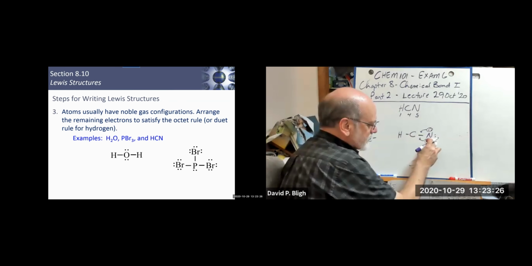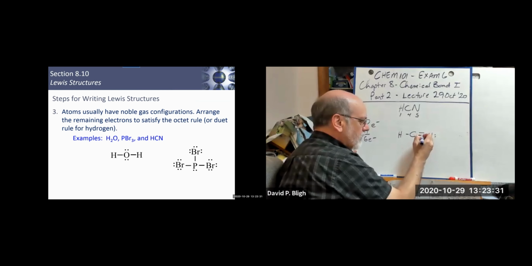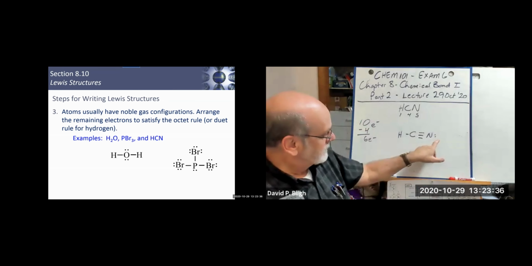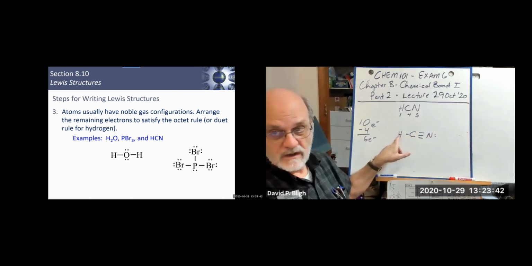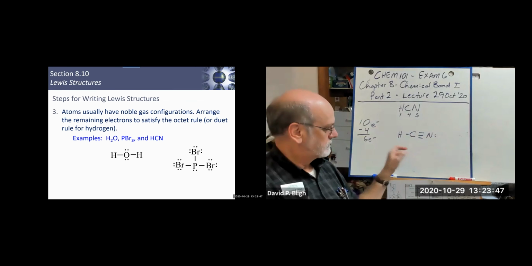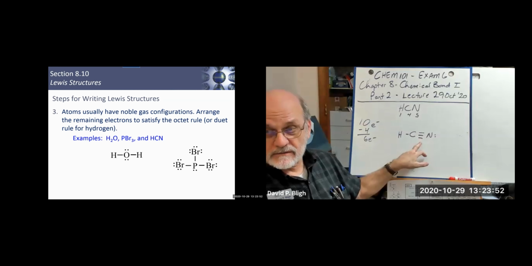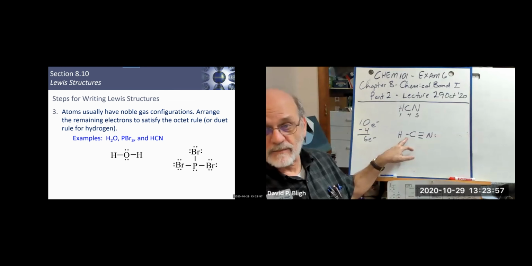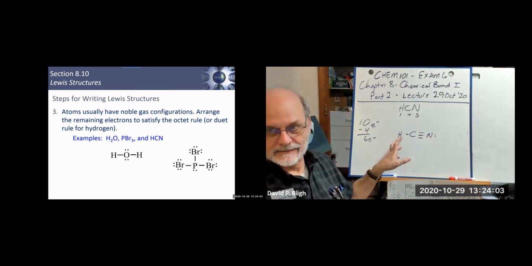So if we erase these and put them in here, right? 2 electrons, 2 electrons. Now we still have 2, 4, 6, 8 for nitrogen, 2, 4, 6, 8 for carbon, and 2 for hydrogen. So that is a valid Lewis dot structure with a triple bond between the carbon and nitrogen and a lone pair on the nitrogen and a single bond between carbon and hydrogen. That's a representation of hydrogen cyanide.